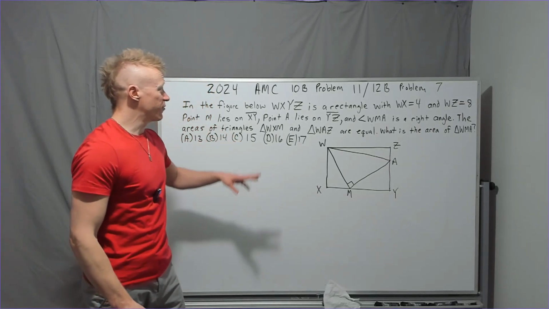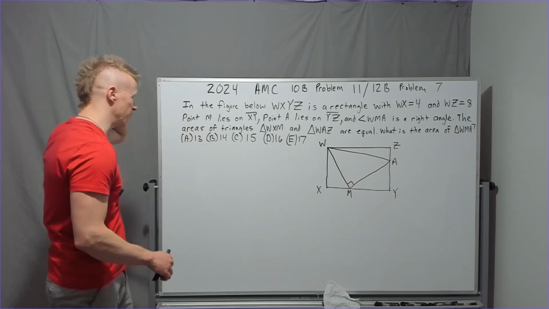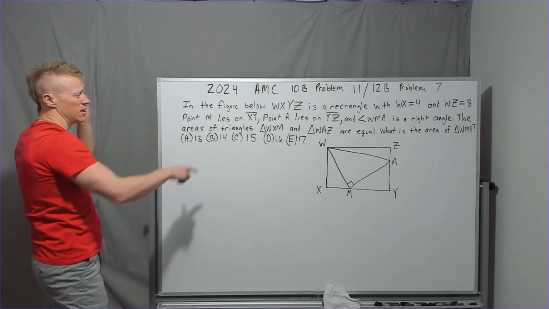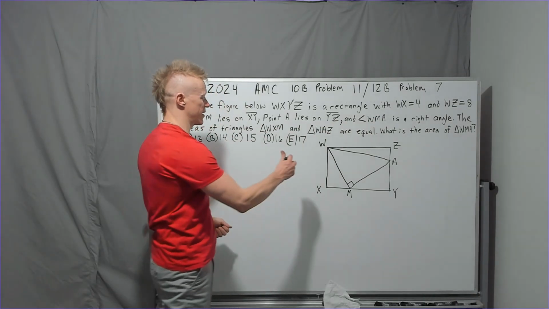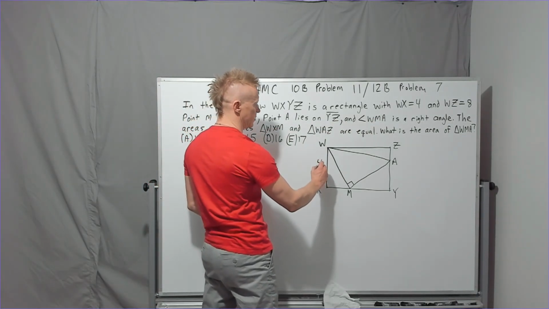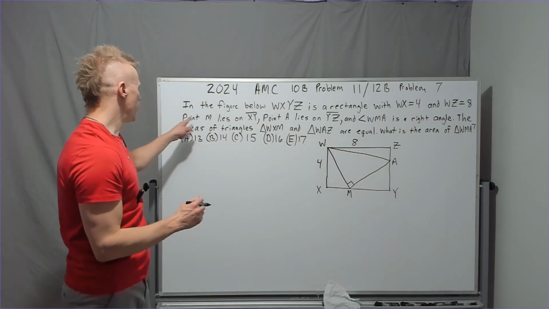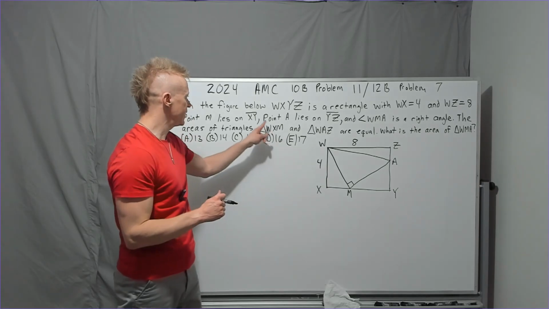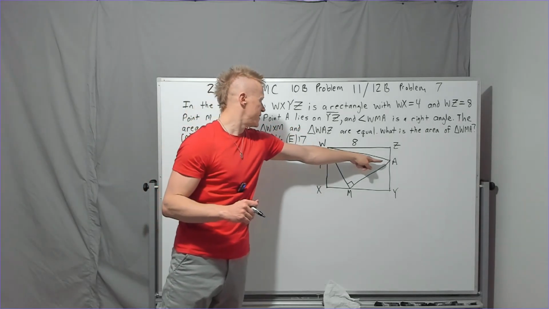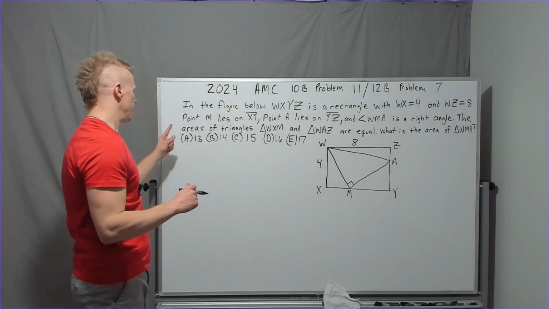Okay, and so now for problem number 11 on the 10B, which was 7 on the 12B. In the figure below, WXYZ is a rectangle with WX equal to 4, not labeled, WZ equal to 8. Go ahead and label it. Point M lies on XY. Identify it as you're reading. Point A lies on YZ, and angle WMA is a right angle. Those are all marked for you.